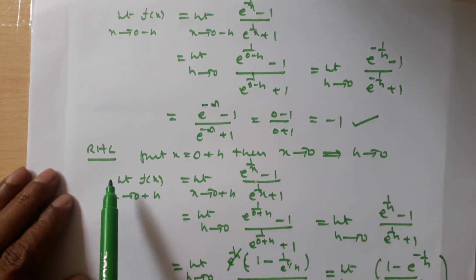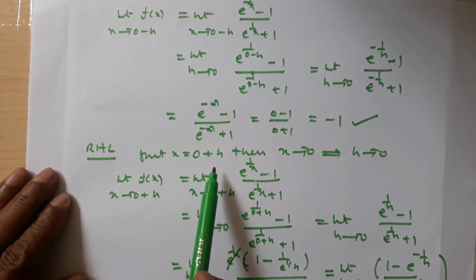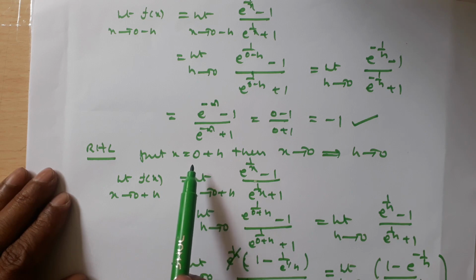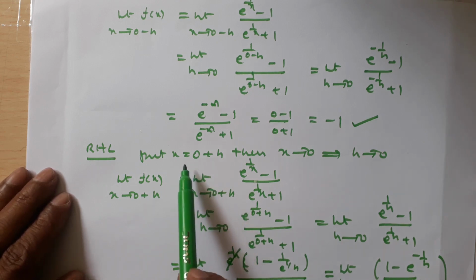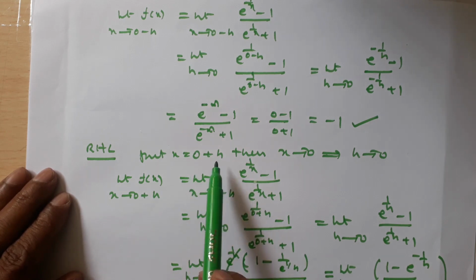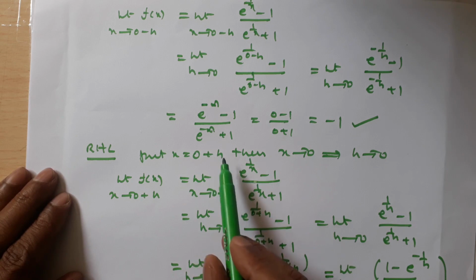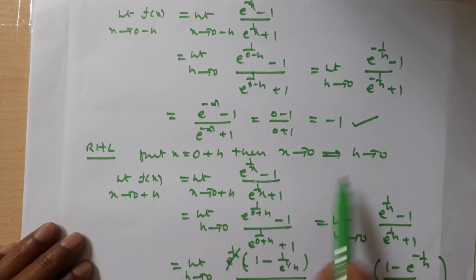Coming to the RHL, put x is equal to 0 plus h. At x is equal to 0 means 0 plus h. At x is equal to 1 means 1 plus h. At x is equal to 2 means 2 plus h, like that. So at x is equal to 0 means 0 plus h, right side. 0 plus means right side, whatever small h is added. So whenever x tends to 0, automatically h also tends to 0.